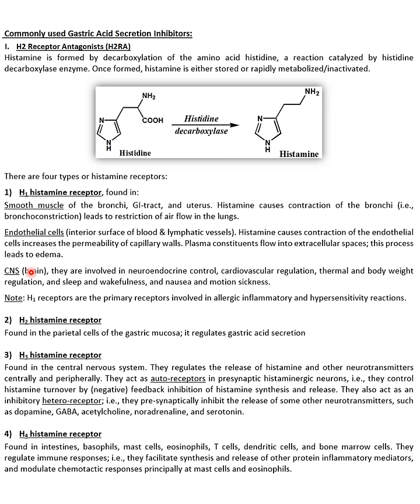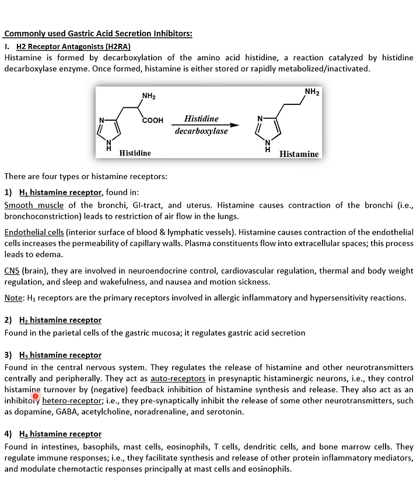The third part where histamine can be found is at the CNS, in the brain, and in this case the release of the histamine from the vessels in the brain makes the histamine act as a neurotransmitter, and it can play a role in the neuroendocrine control, the cardiovascular regulation, and thermal body weight regulation, as well as the sleep cycle, and affecting things like nausea and motion sickness.